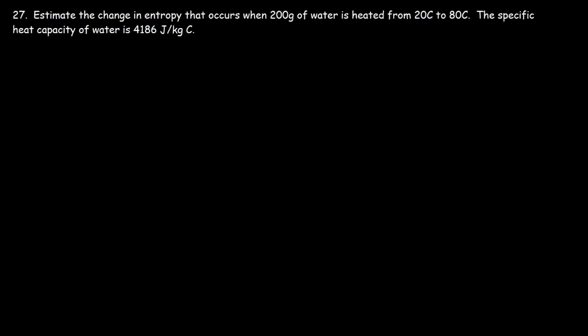Number 27, estimate the change in entropy that occurs when 200 grams of water is heated from 20 degrees Celsius to 80 degrees Celsius. The specific heat capacity of water is 4186 joules per kilogram per Celsius. So let's begin. Let's start with this equation. Instead of Q equals ML, it's going to be Q equals MC delta T, because there is a temperature change involved in this problem.